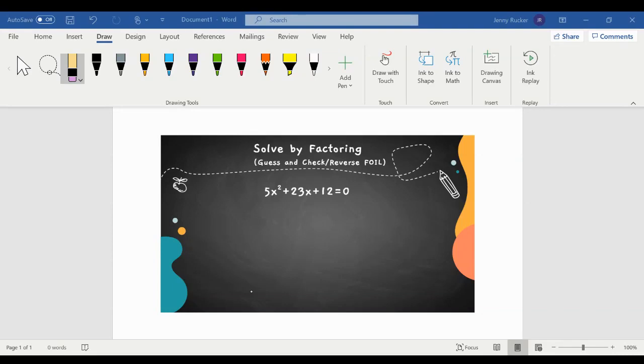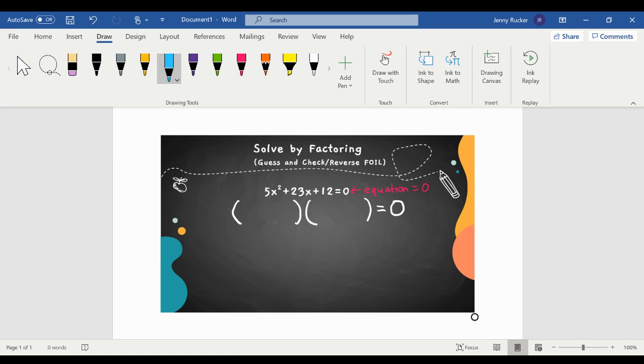Let's solve 5x squared plus 23x plus 12 equals 0 by factoring. Before we can start factoring, we need to check to be sure that our equation is set equal to 0. In this case, our equation is already equal to 0, so we are ready to proceed with factoring. We'll set up our parentheses in order to start reverse FOIL.